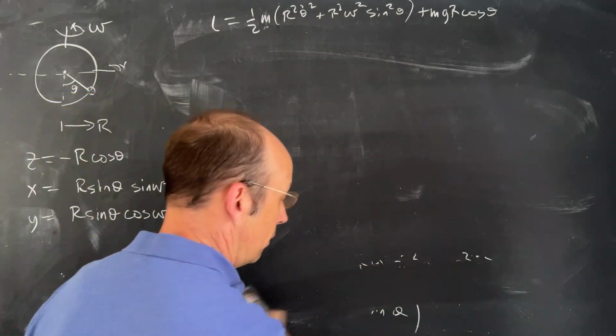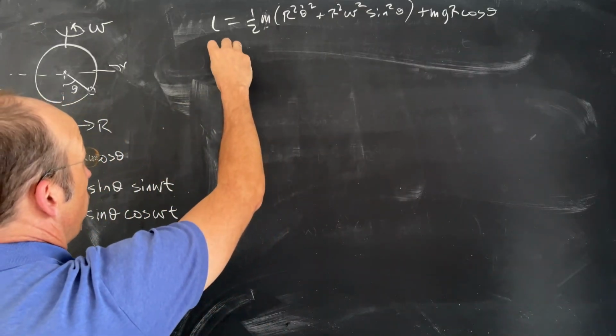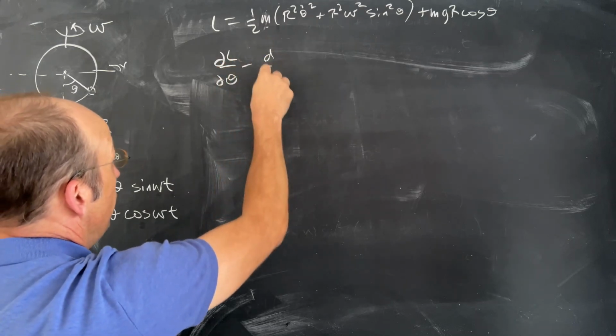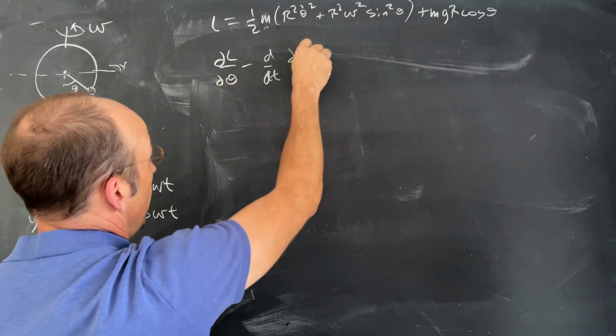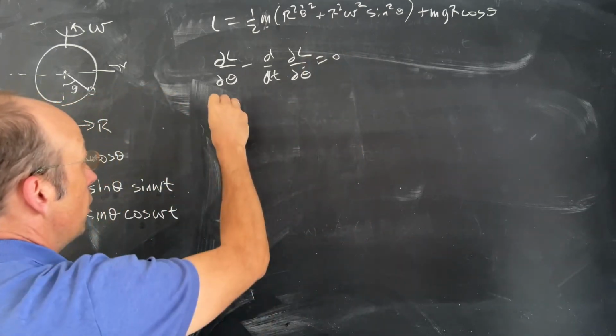That's not too bad. Okay, now Lagrange says the partial of L with respect to theta minus the derivative with respect to time of the partial of L with respect to theta dot is 0. So let's do this one piece at a time.